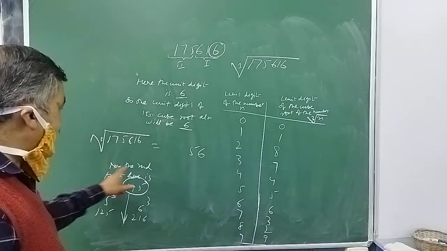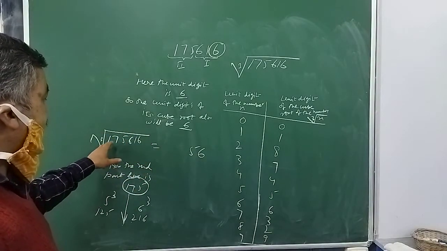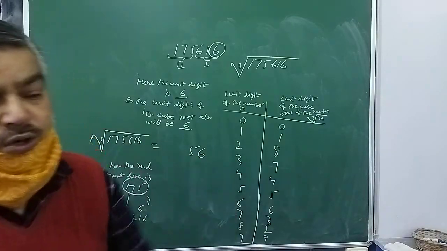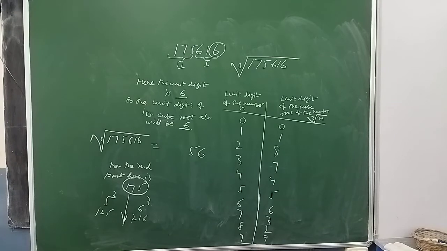So, if you are finding the cube root of 1,75,616, you can write your answer as 56. So that will be a great help for you, as there are big numbers also given in your textbook.